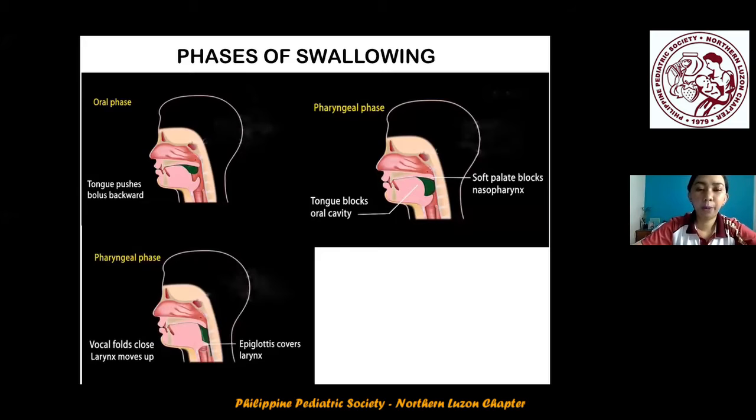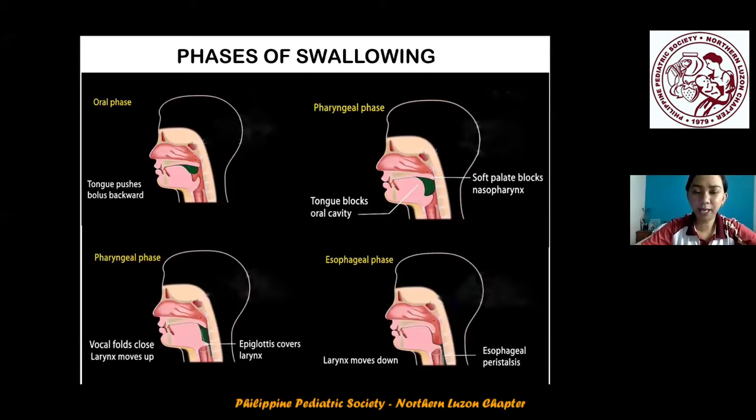So the upper esophageal sphincter opens to allow passage to the esophagus. And lastly is the esophageal phase, where the food bolus is propelled down the esophagus by peristalsis. So the larynx moves back down to its original place.